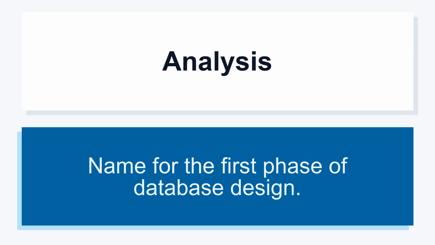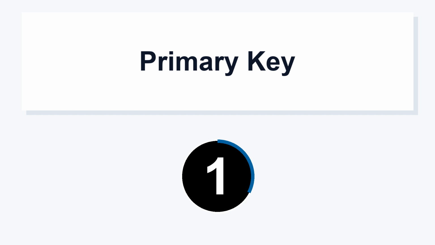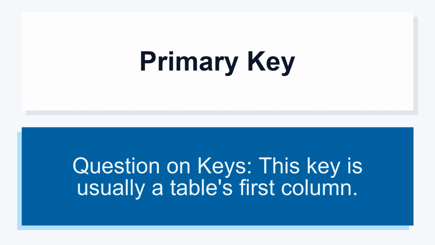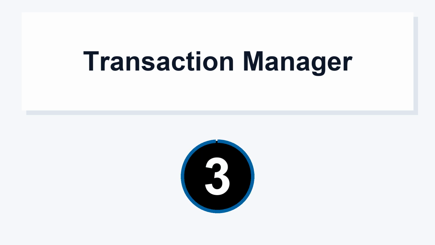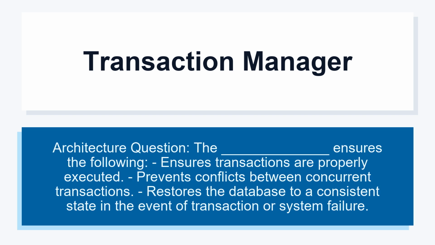Name for the first phase of database design. Primary key. Question on keys. This key is usually a table's first column. Transaction manager. Architecture question, the ___ ensures transactions are properly executed, prevents conflicts between concurrent transactions, restores the database to a consistent state in the event of transaction or system failure.